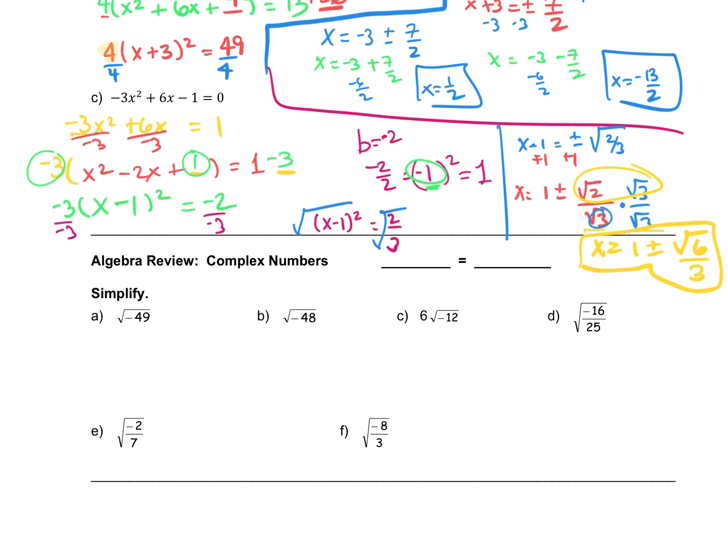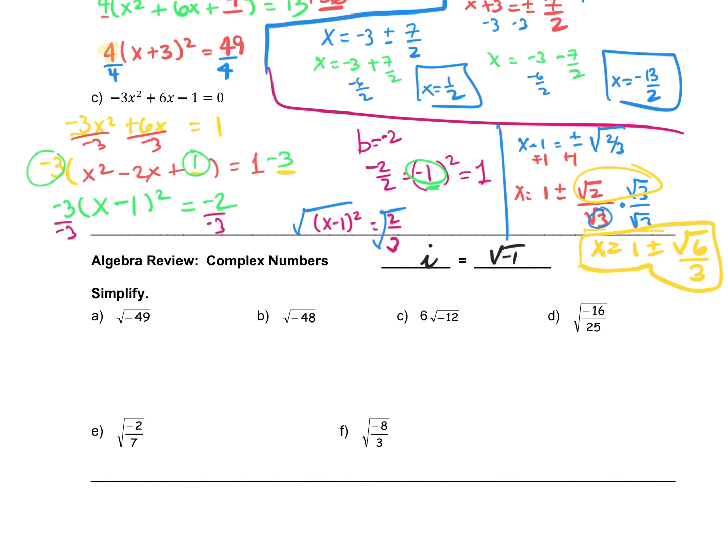Okay, next part we're going to do is review some complex numbers. So remember that when we talk about complex, we mean that imaginary number. We know i equals the square root of negative 1. Now we're going to simplify these. We have a negative under the radical. If we look at letter A, we have the square root of negative 49.